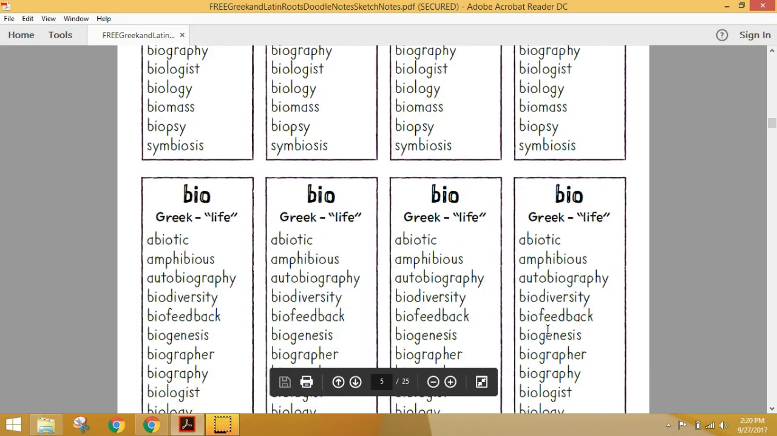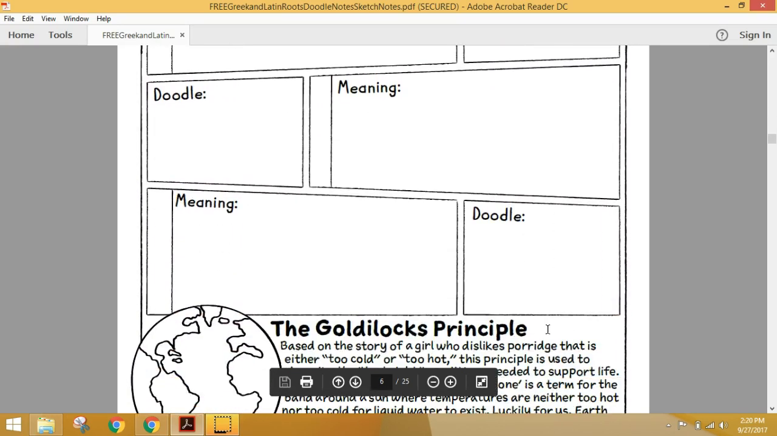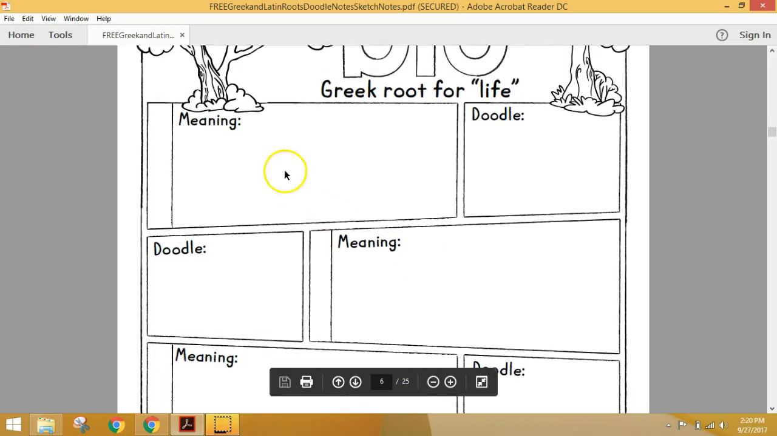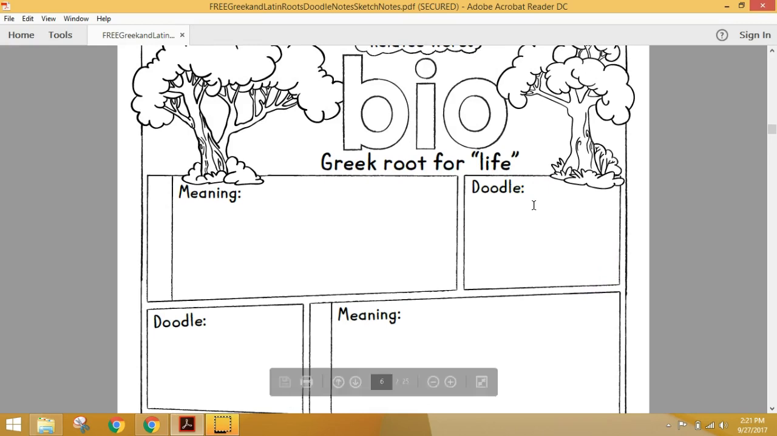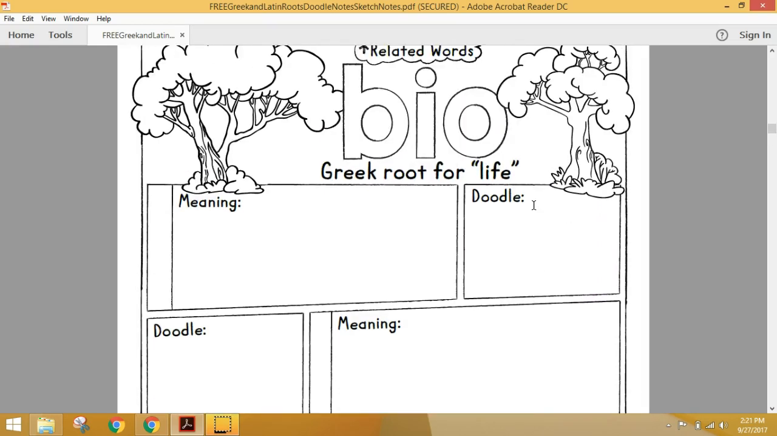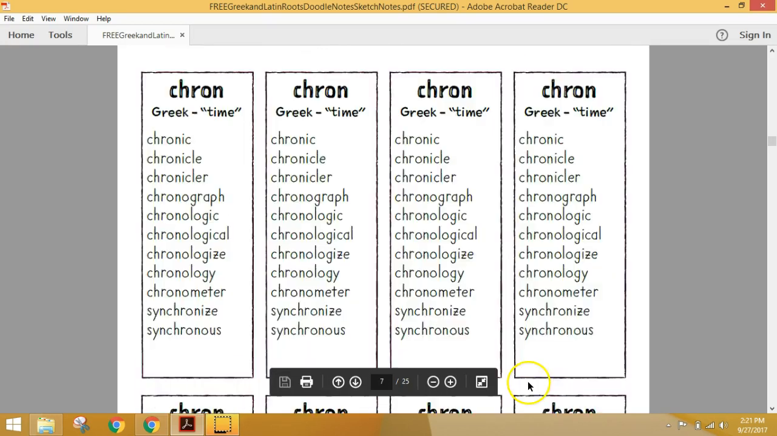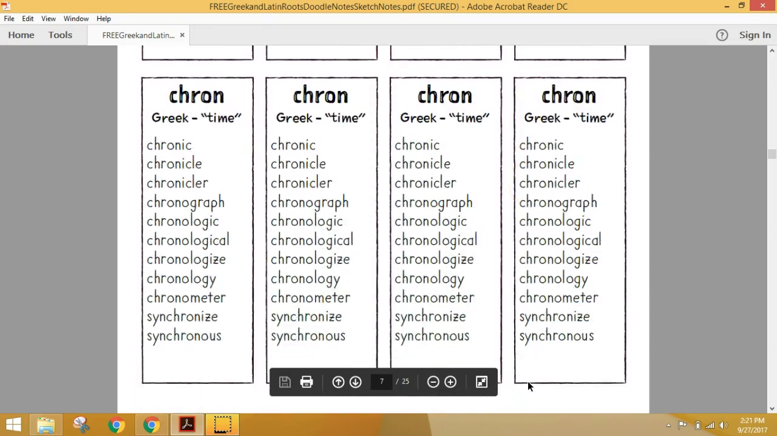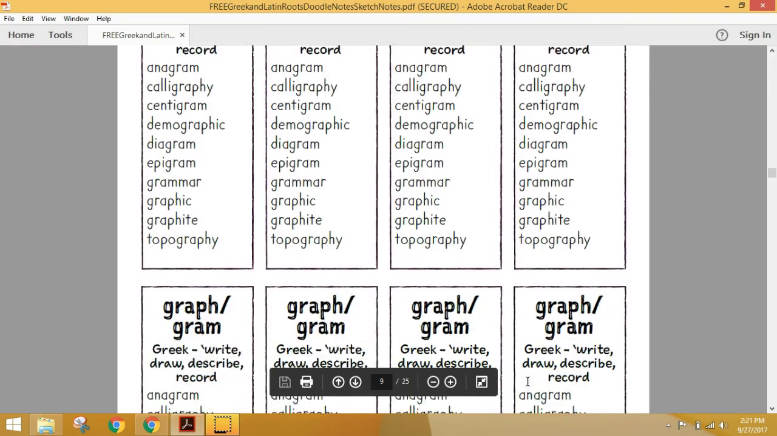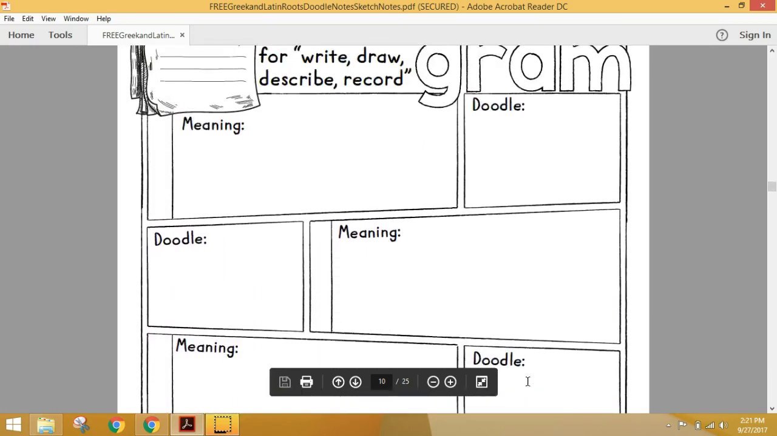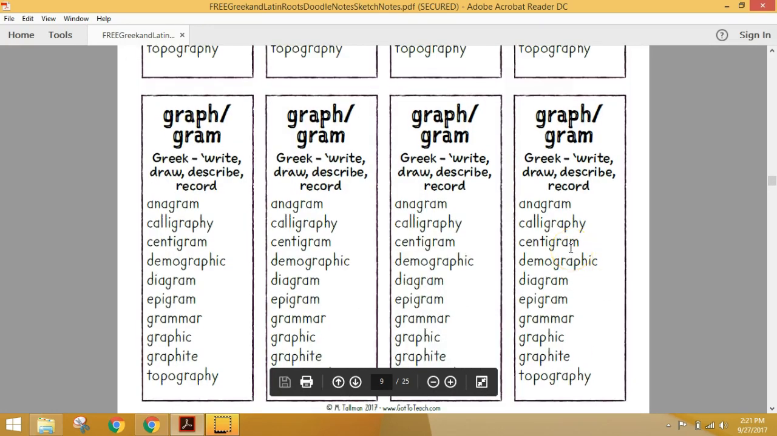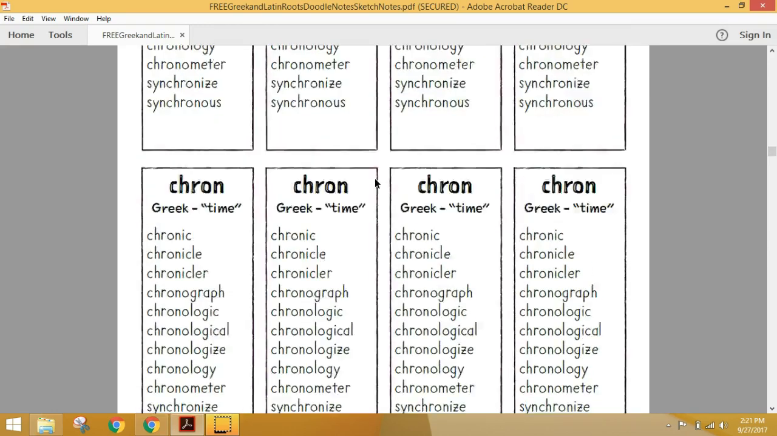So the first one in your packet is bio. You would do the doodle page for bio. The more color and better doodles that you do, the better it'll stick in your memory, okay? So remember to write the words around the border, fill the whole page with color, and so on. Then you would move on to crayon, then graph and gram. Okay? So you have 3 doodle pages to complete. If you do all 3, that's a 4, and so on and so forth. If you have any questions, just ask your teacher, and use as much color as you can.